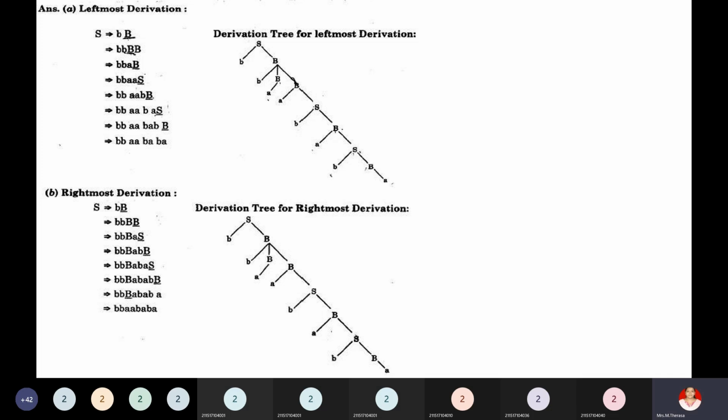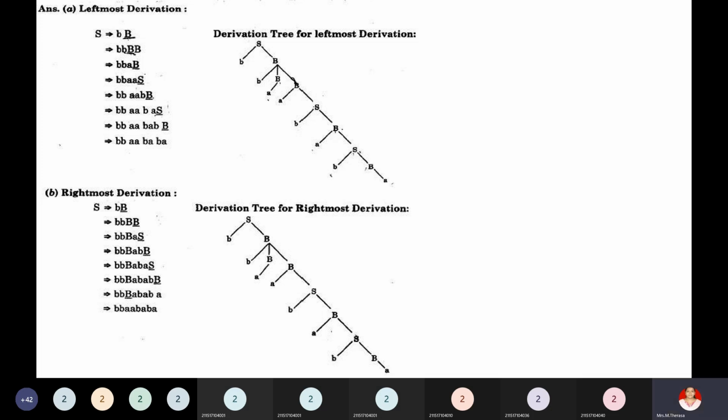So you always will be starting with the start symbol S. So S derives BB, then this B can be replaced with BBB, and the rightmost B is replaced with AS, and then this S is replaced with BB, and this B is replaced with AS, and this S is replaced with BB, and this B is replaced with A. At last, this B is replaced with A.